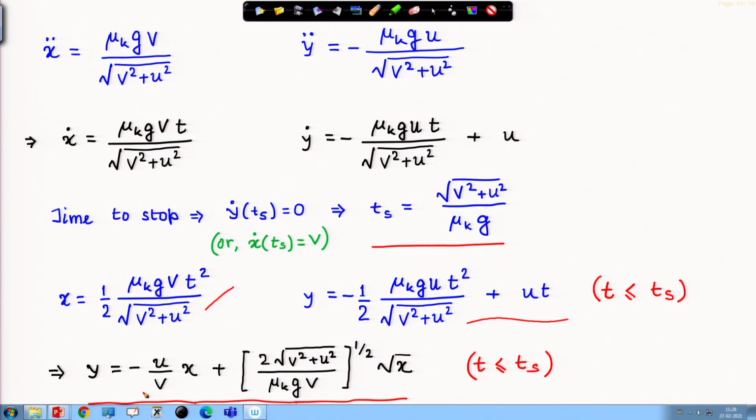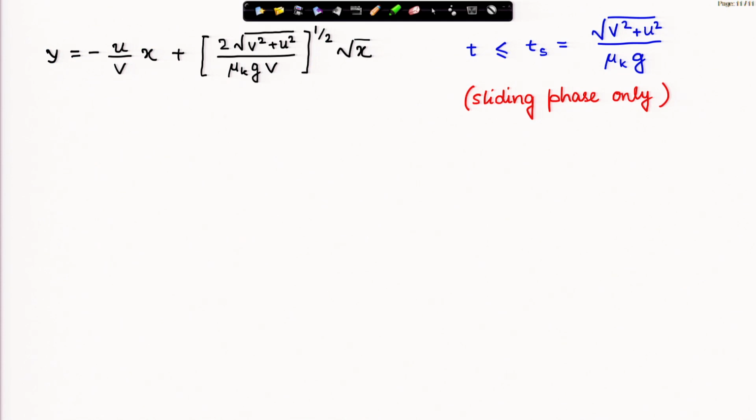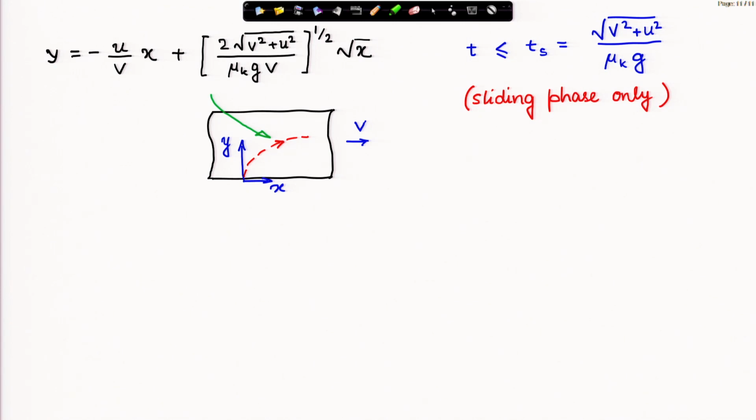So, there is a quadratic dependence of x on y, and this path is valid as long as time is less than or equal to the stopping time. Okay. So, this is our path as observed by the platform fixed observer. This is the belt and that was the approximate path. So, this must be the equation of that path in the x y coordinates fixed to the platform, fixed to the earth, not moving with the belt.